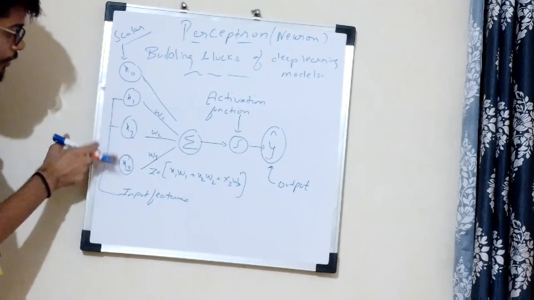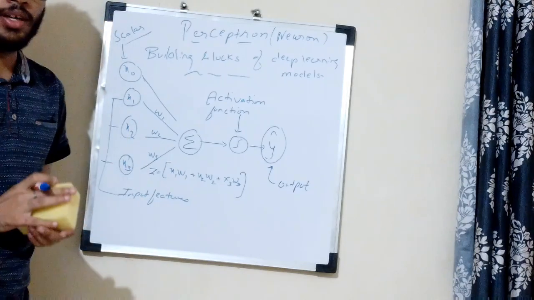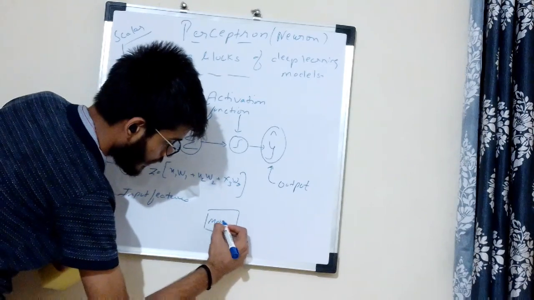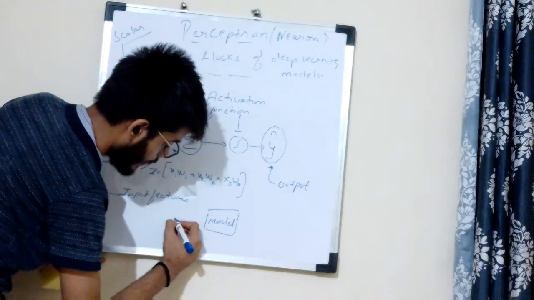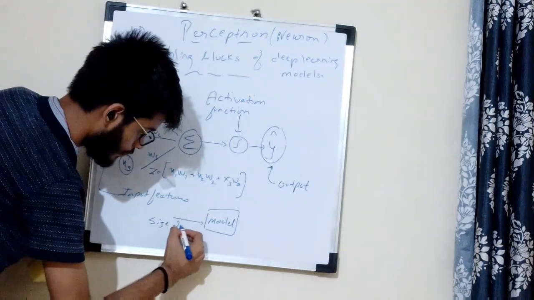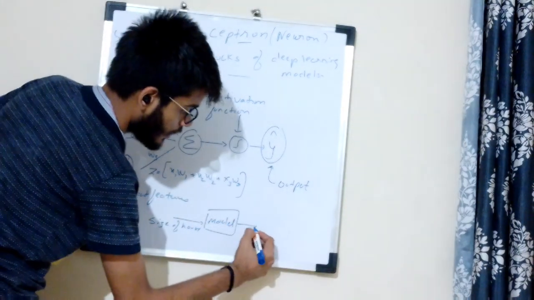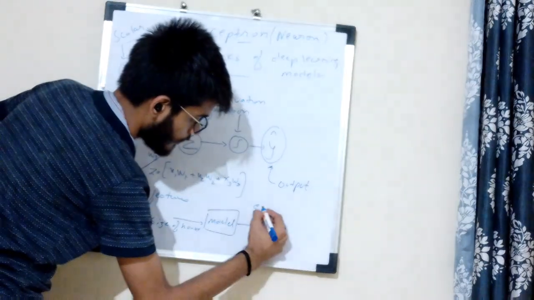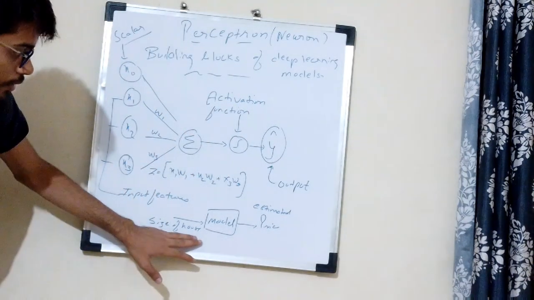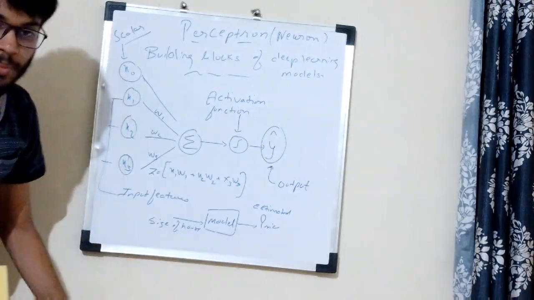Let me give you an example of input features. Suppose you have created a model, and I am providing it the size of the house as input. I am providing the size of the house to my model, and I want my model to predict the price, the estimated price. So the size of the house is my input feature, which I pass to my model, and it predicts the price, which is my output.